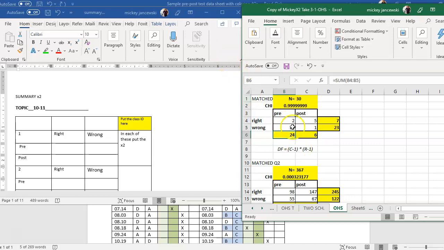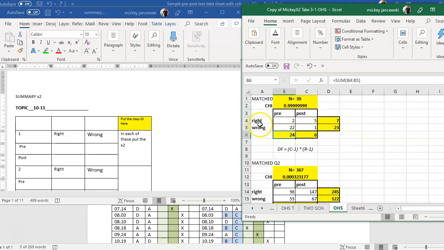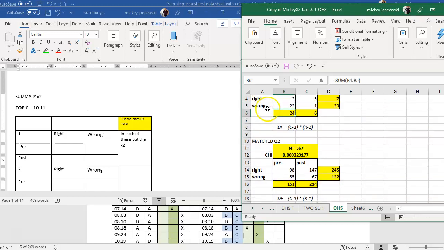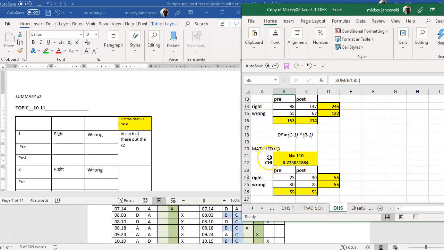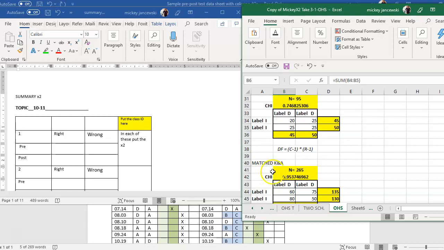Okay, and you will do that for match question 1, question 2, and question 3, all knowledge and attitude.